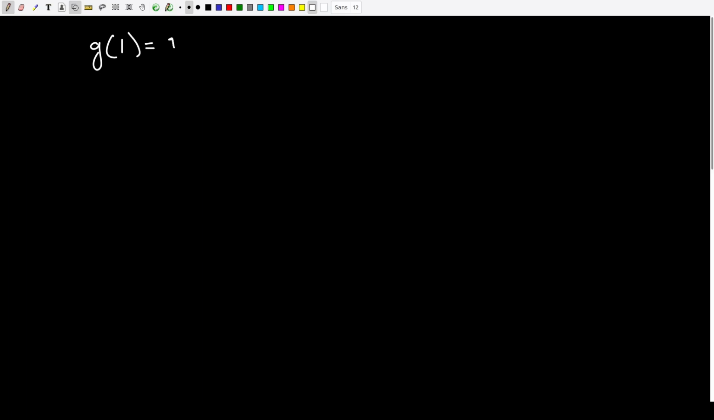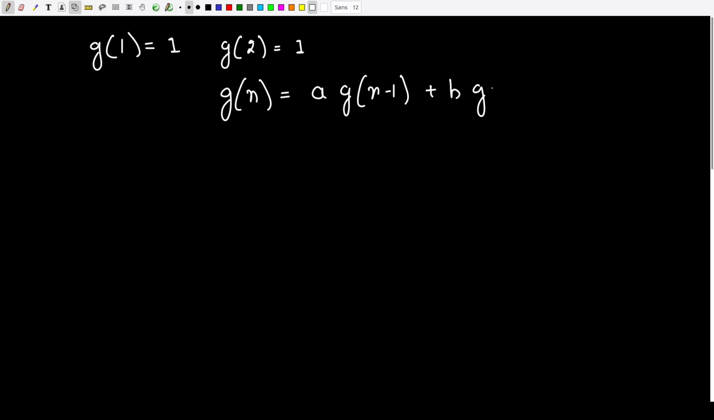G1 which is given to us is 1, G2 which is given to us is 1. The sequence which is given to us is Gn equals a times g of n minus 1 plus b times g of n minus 2 plus c. So this is the equation which is given to us. So let us first represent this equation in matrix format.